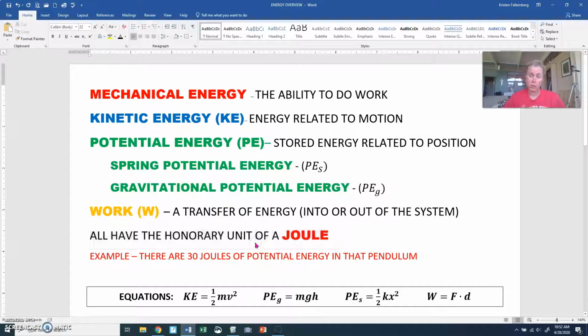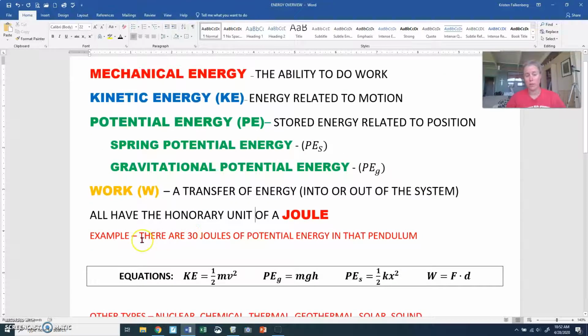And then when I do work on something, I'm adding joules to the system. So if we look at some examples, there are 30 joules of potential energy in that pendulum, right? Or there's 30 joules of kinetic energy, or there's 30 joules, which is a mix of kinetic and potential energy. It's moving, but it also has stored energy.